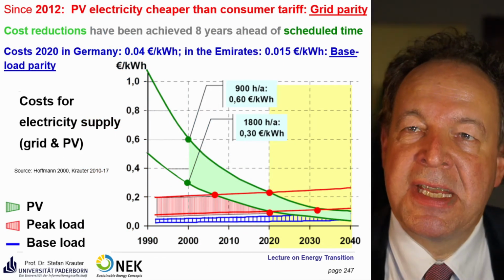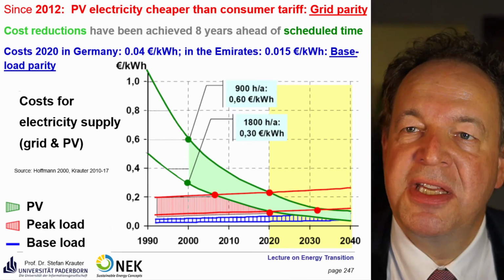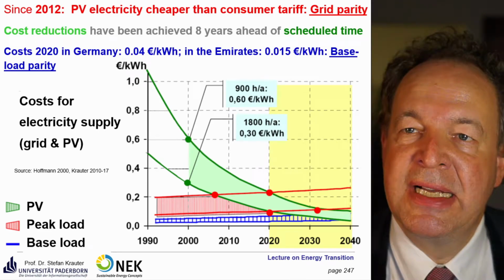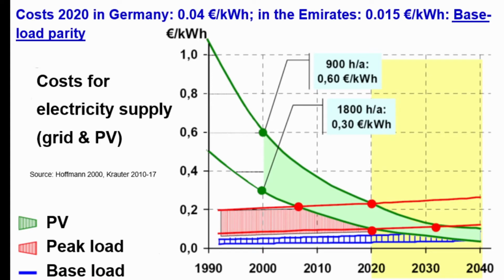This is quite interesting. This is a study from the year 2000 by Mr. Hoffmann: 900 full load hours in Germany, because you have the standard test conditions of 1000 watt per square meter. If you look at the irradiance, which is in the vicinity of 900 kilowatt hours per square meter per year, that means you have about 900 full load hours for your PV generators, and this led to costs of about 60 euro cent per kilowatt hour.